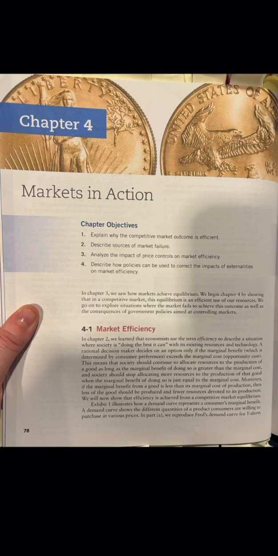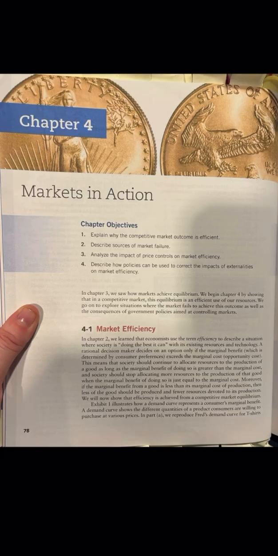This means that society should continue to allocate resources to the production of a good as long as the marginal benefit of doing so is greater than the marginal cost, and society should stop allocating more resources to the production of that good when the marginal benefit of doing so is equal to the marginal cost. Moreover, if the marginal benefit from a good is less than the marginal cost of its production, then less of the good should be produced and fewer resources devoted to its production. We will now show that efficiency is achieved from competitive market equilibrium.